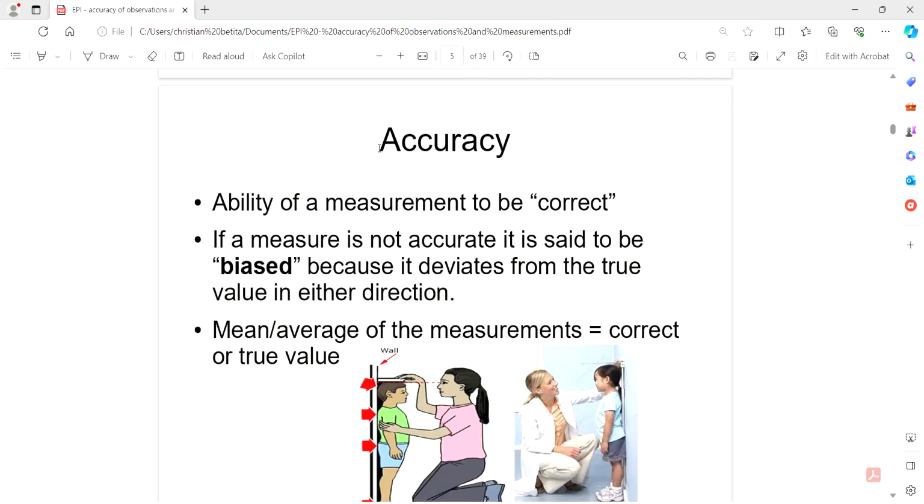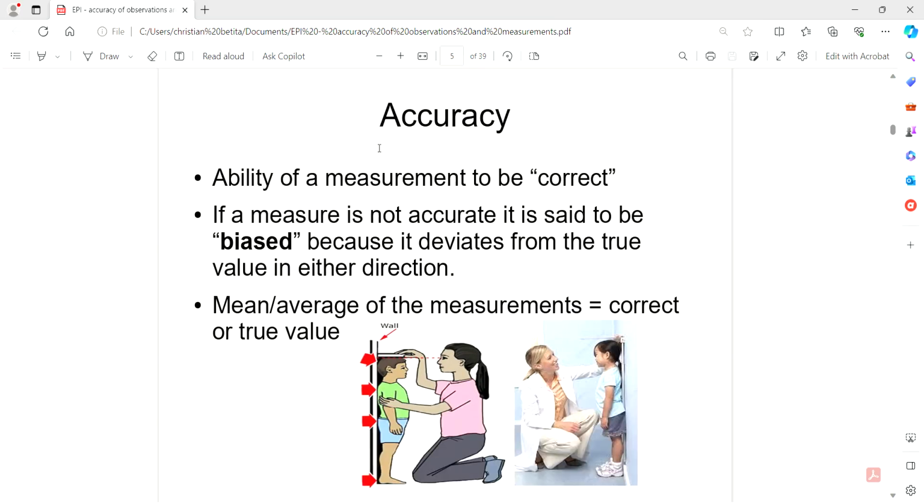Now, accuracy is the ability of a measurement to be correct. If a measure is not accurate, it is said to be biased because it deviates from the true value in either direction. So if the mean or average of the measurements is equal to the correct or true value, then this is said to be accurate. So if the average or mean of the measurements is equal to the correct or true value, then this is what we refer to as your accuracy.